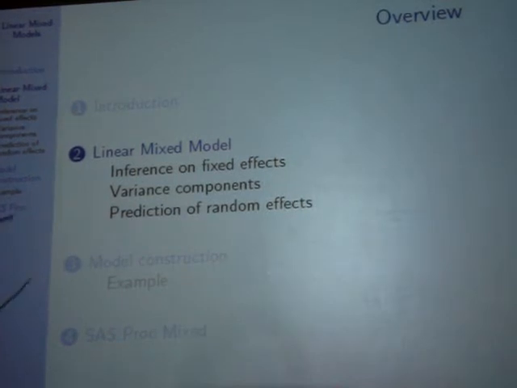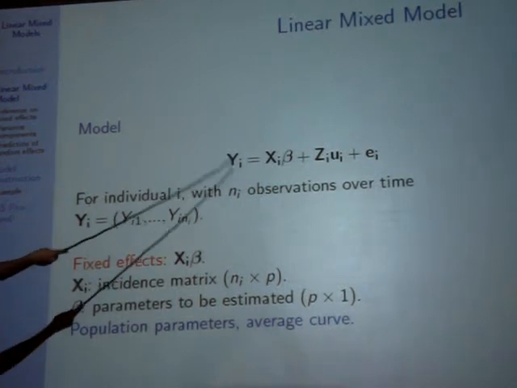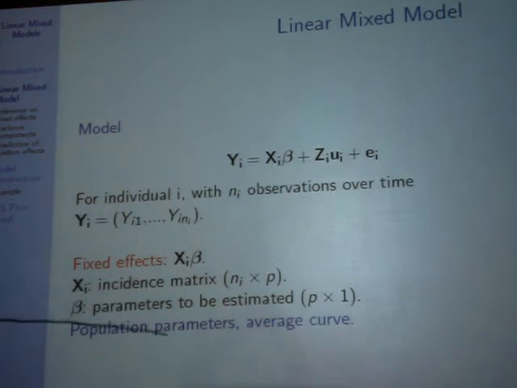So we will see two different parts. First, inference on fixed effects, then estimation of variance components, and prediction of random effects. The linear mixed model can be written like this: yi equals xi beta plus zi ui plus ei. These are the classical notations of mixed models.